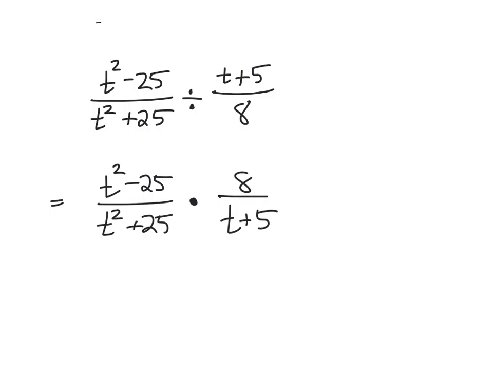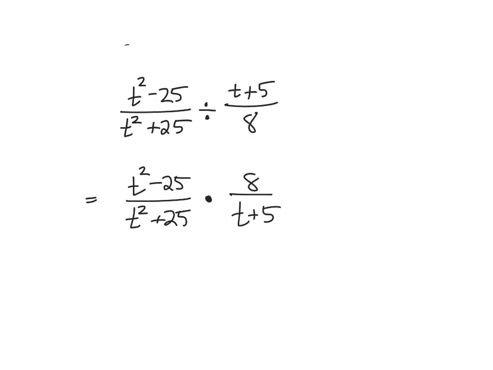All right, so now what we need to do is factor anything that could be factored, because right now I see nothing that can simplify. This cannot simplify because they're not the same. This is a minus 25, this is a plus 25. Now I happen to notice that this is a difference of squares.